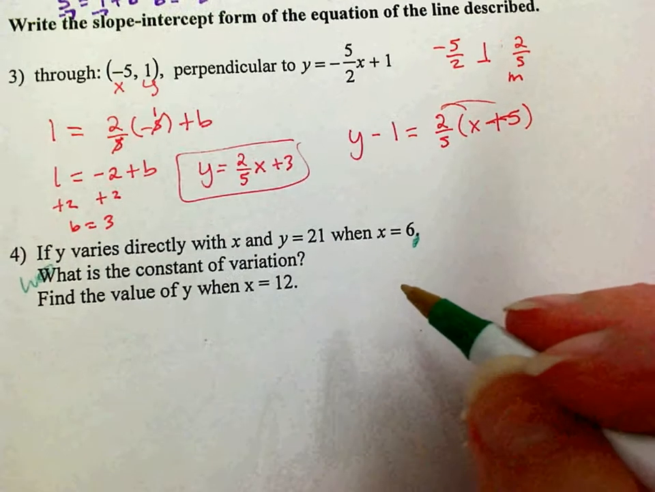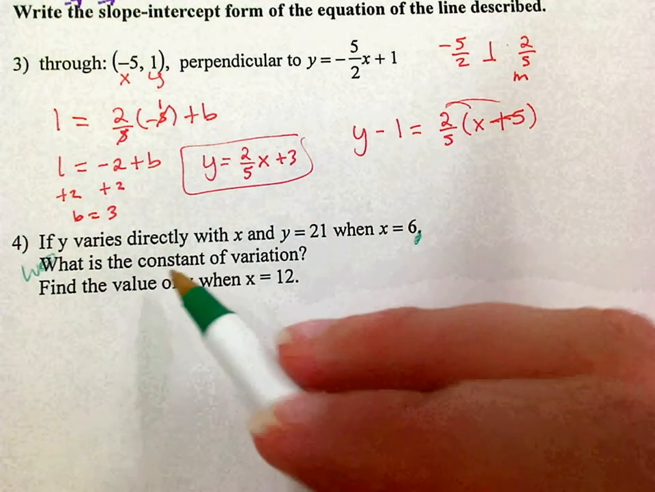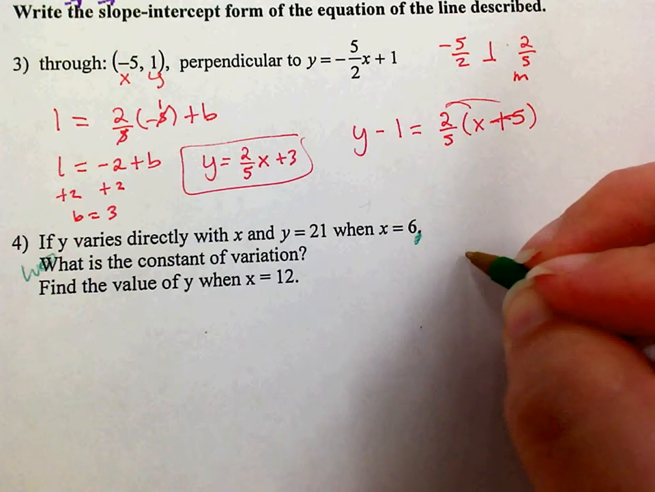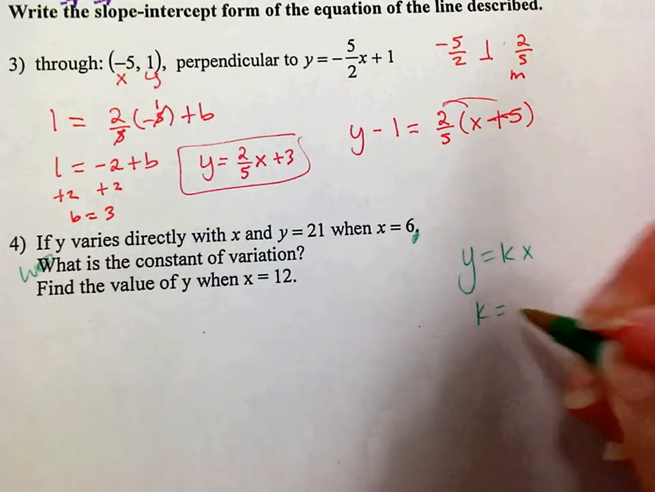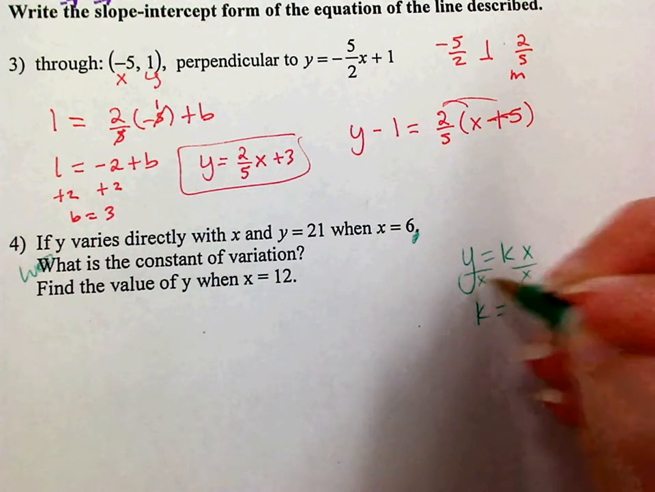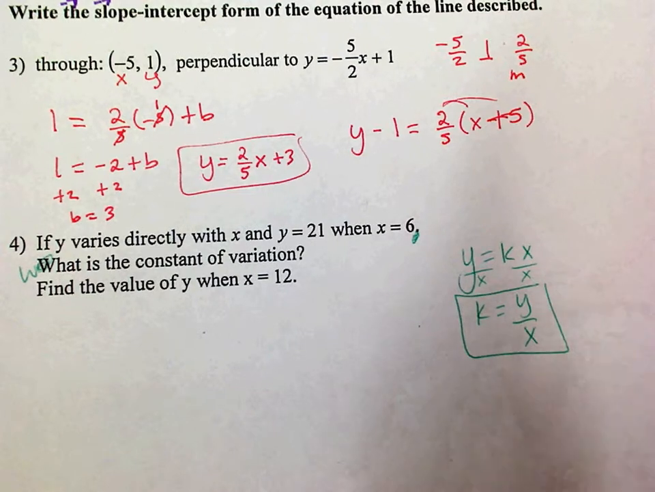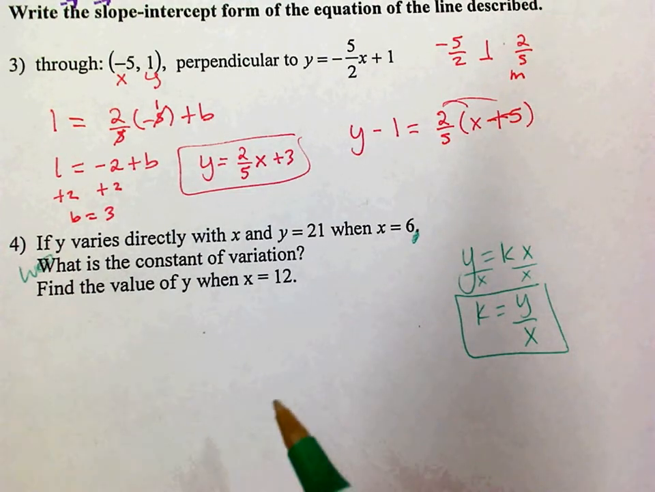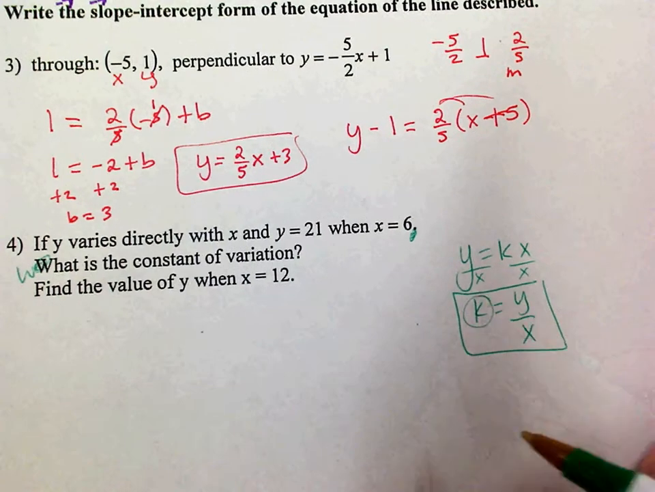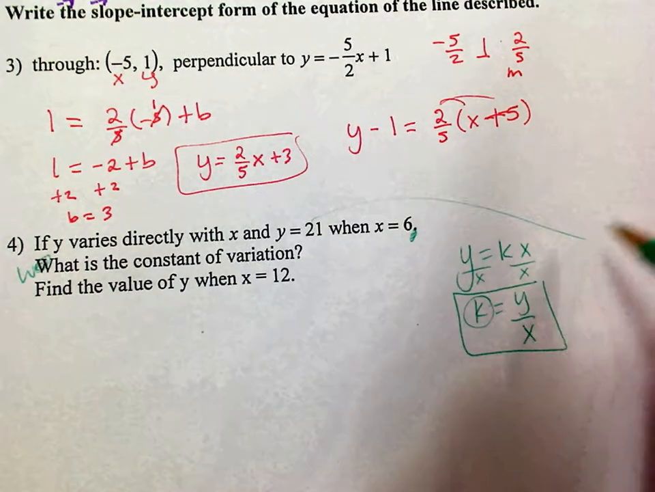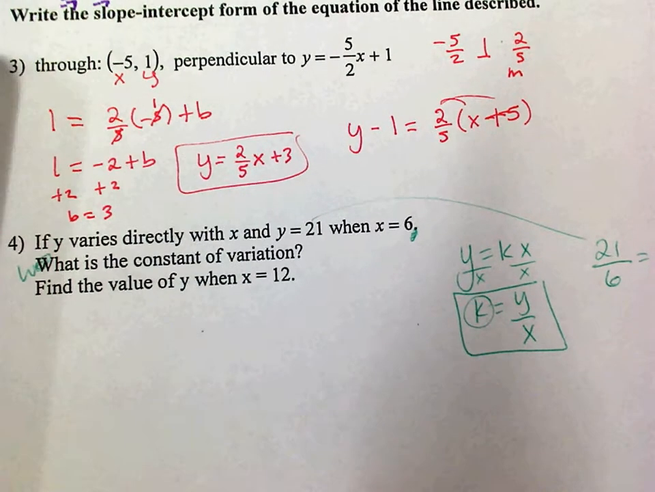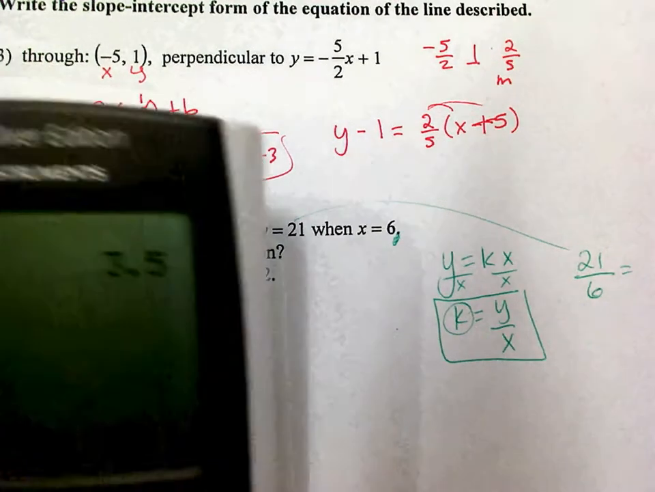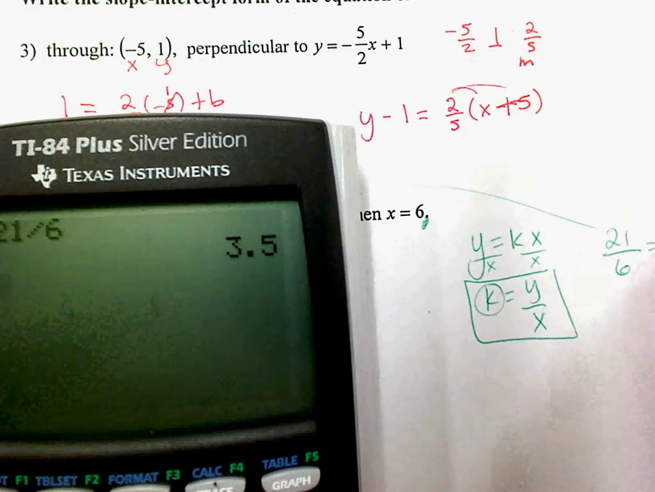Well, direct variation, when something varies directly with another, that means that y can be written as some constant times x. Or the constant can be written as, if you divide by x, you get y over x. So the constant is y divided by x. So when it says, what is the constant of variation? Well, the constant of variation, k, is y divided by x. So 21 divided by 6, which is 7/2. 21 divided by 6 is 3.5, or 7/2, okay?